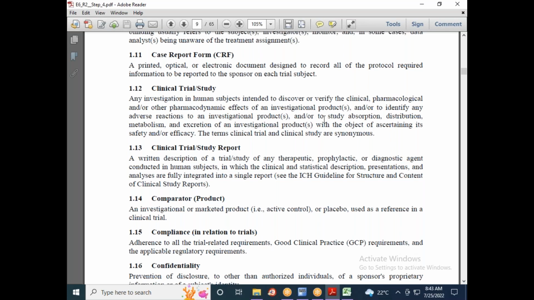Right. So you can check all this in any experiment you are doing on human subjects. This study, we call it a clinical trial or clinical study. So you can check all your pharmacological, pharmacodynamic effects. And in addition to this, you can also check absorption, distribution, metabolism, and excretion of your investigational products.